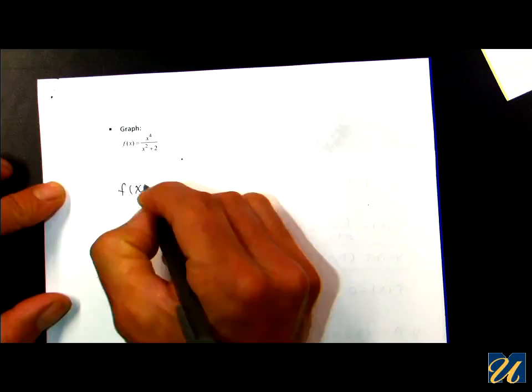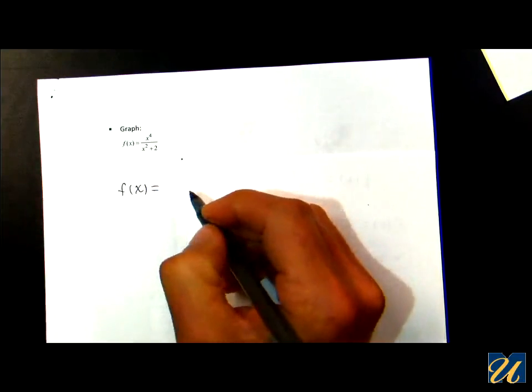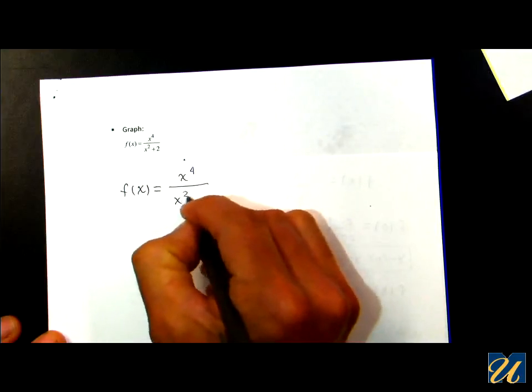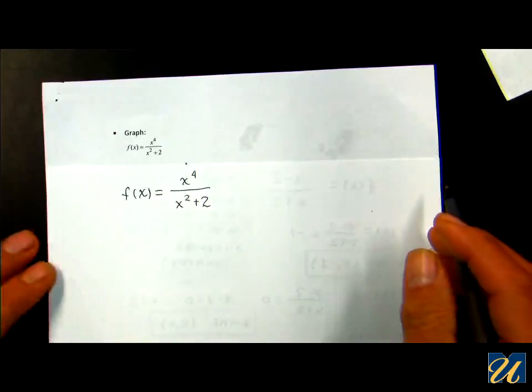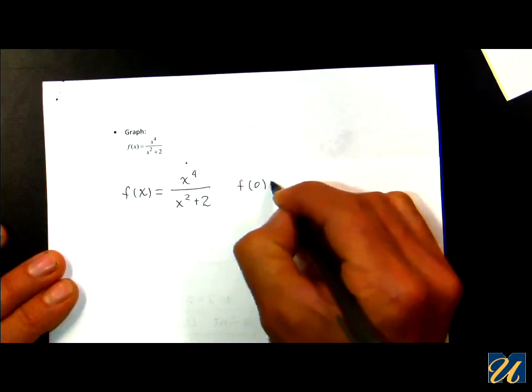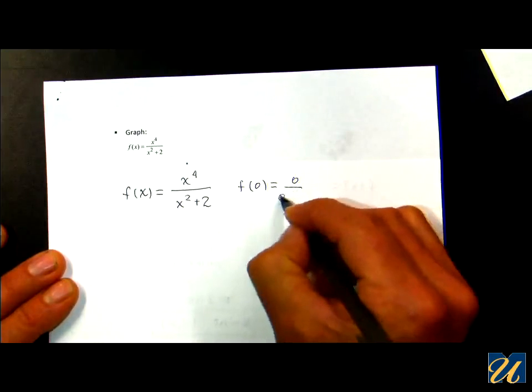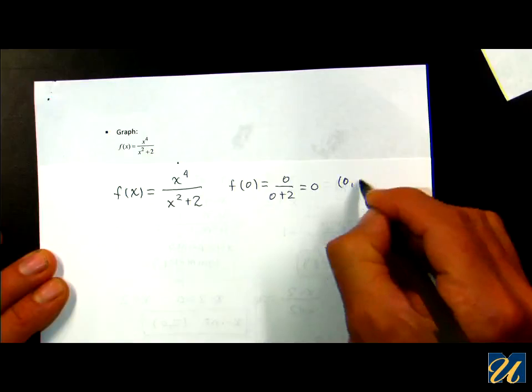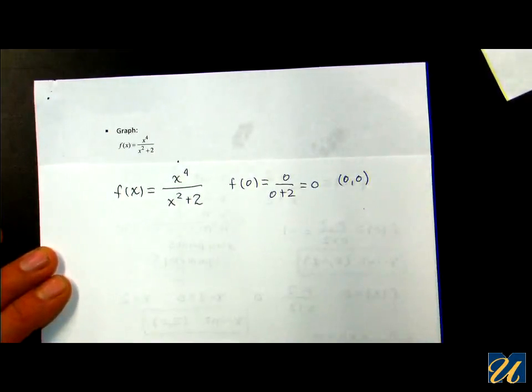Graph another rational function. Okay. f of x here, x to the 4th divided by x squared plus 2. Okay. So let's get the y-intercept. f of 0 is 0 divided by 0 plus 2. So that'll be 0, which means that the origin is part of the graph.